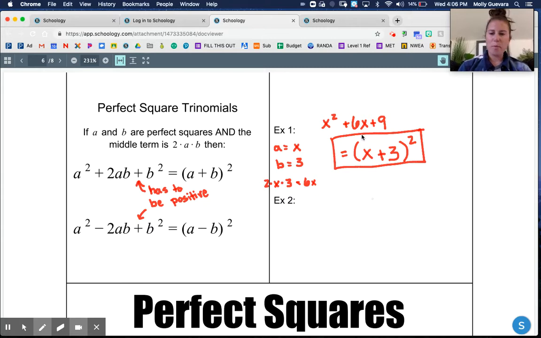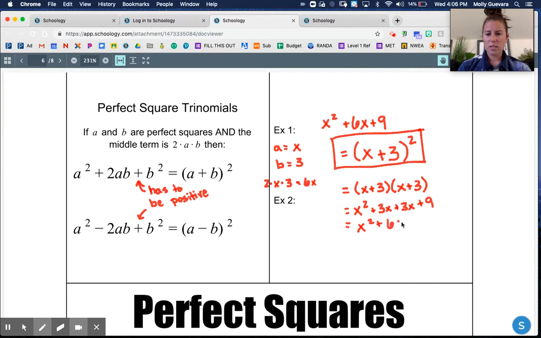And now a lot of people ask, well, where'd that 6x go? And I'm going to show you, you don't have to write this down if you don't want, but I'm going to show you. X plus 3 squared is the same thing as x plus 3 times x plus 3. If I distribute this out, x times x is x squared. X times 3 is 3x. 3 times x is 3x. 3 times 3 is 9. So when I simplify it, I get x squared plus 6x plus 9, which is what I started with.